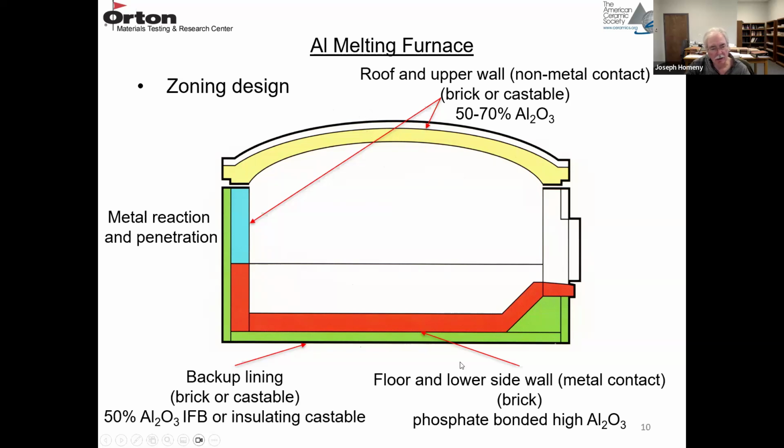And there's a backup lining, can be a brick or castable, and it's usually a lower alumina, like a 50% alumina, can be an insulating fire brick. It could be an insulating castable.